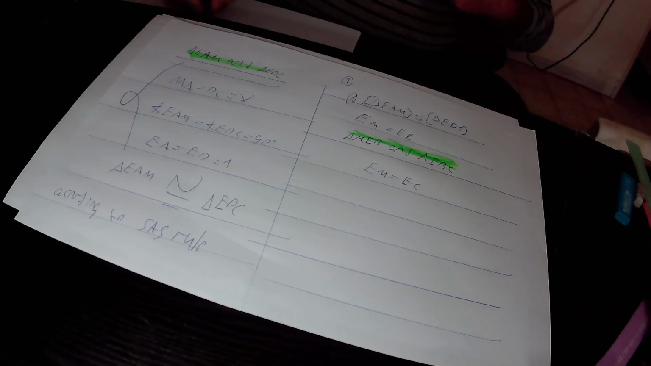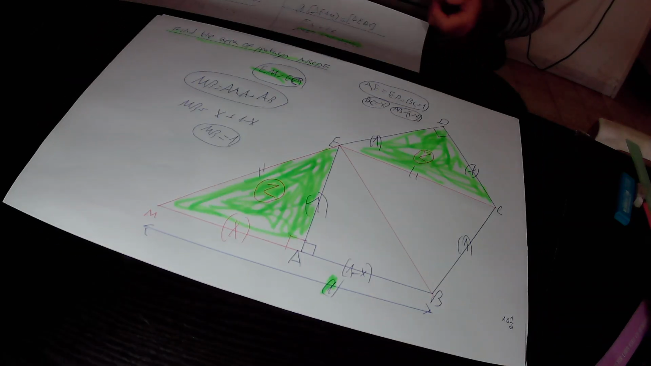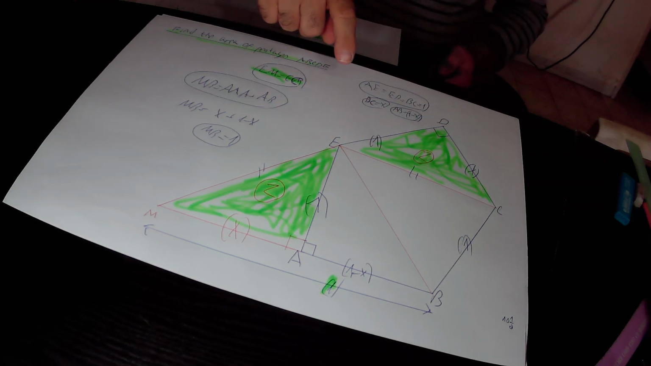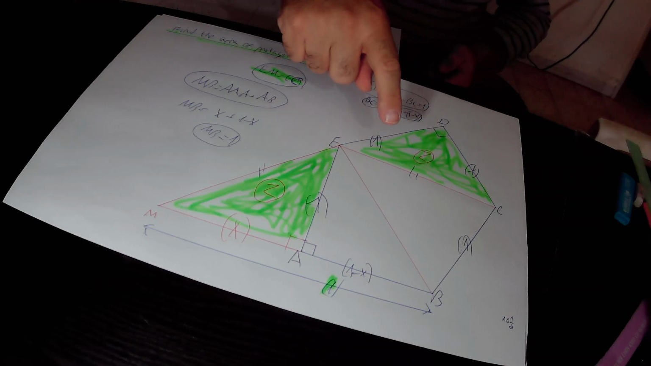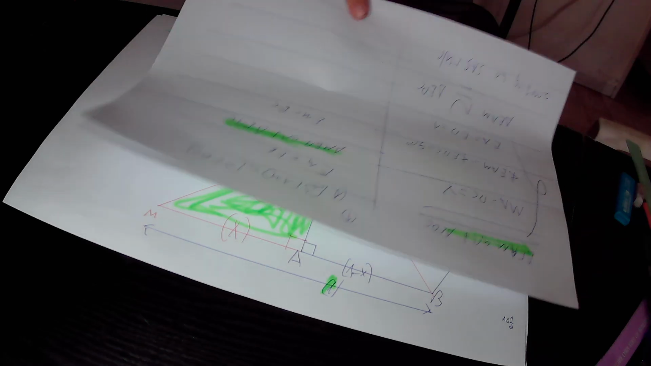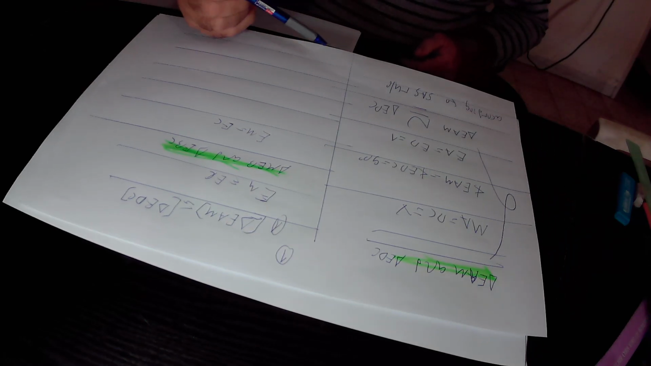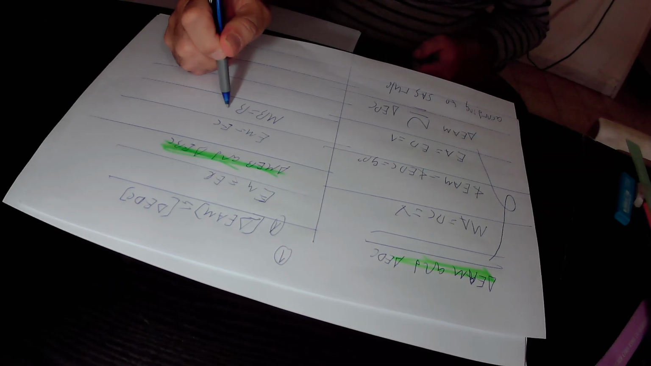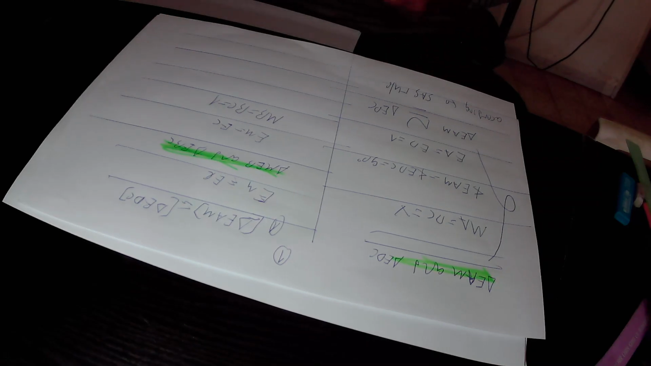In addition, side MB of triangle EMB equals 1, and it equals side BC of this triangle EBC, that is also equal to 1 unit in its length. So MB equals BC. Side MB of triangle MEB is equal to side BC of triangle EBC. They are both equal to 1 and therefore they are equal to each other.